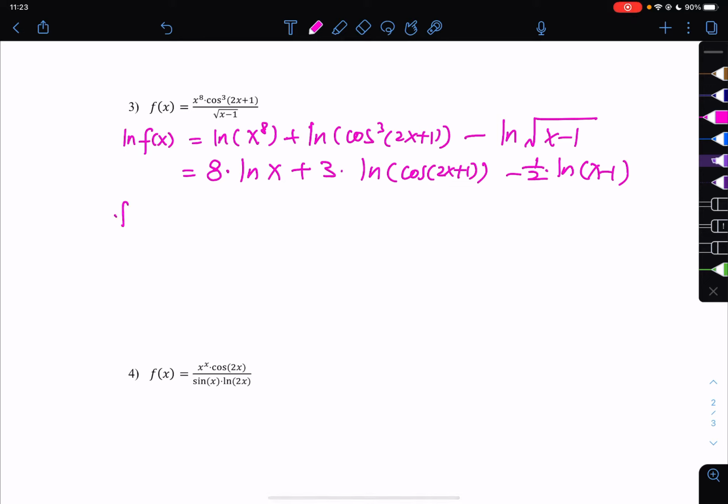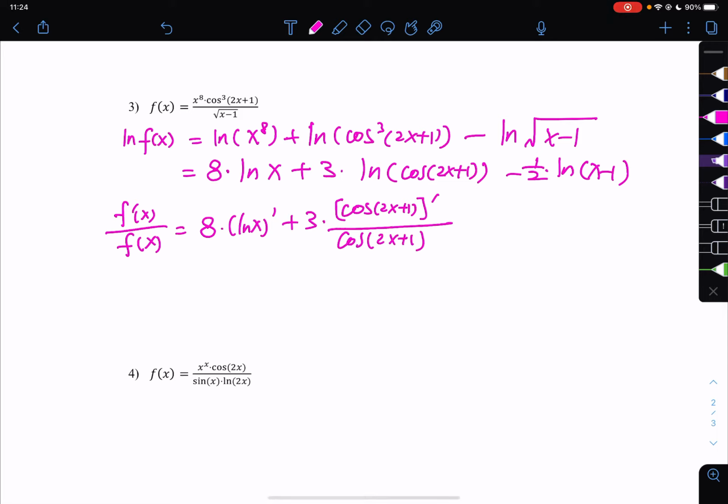The left side is f prime of x over f of x. The right side is 8 times the derivative of ln x, plus 3 times the derivative of ln cosine of 2x plus 1. So it's the derivative of the inside over itself, and then minus 1/2 multiplied by the derivative of x minus 1 over itself, which is 8 times 1 over x, plus cosine of the function.